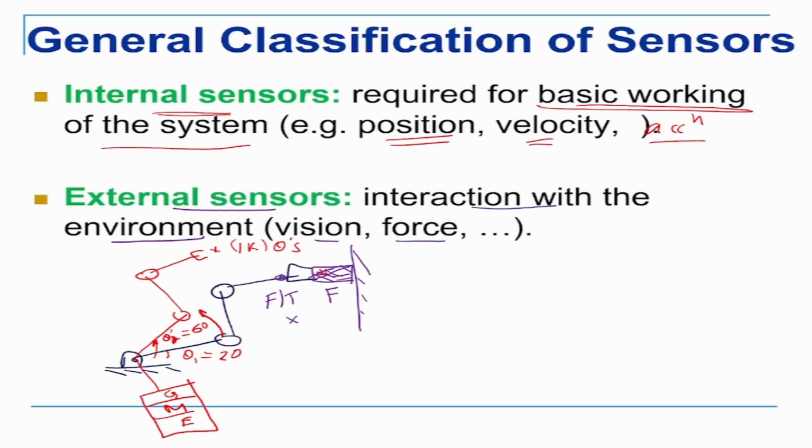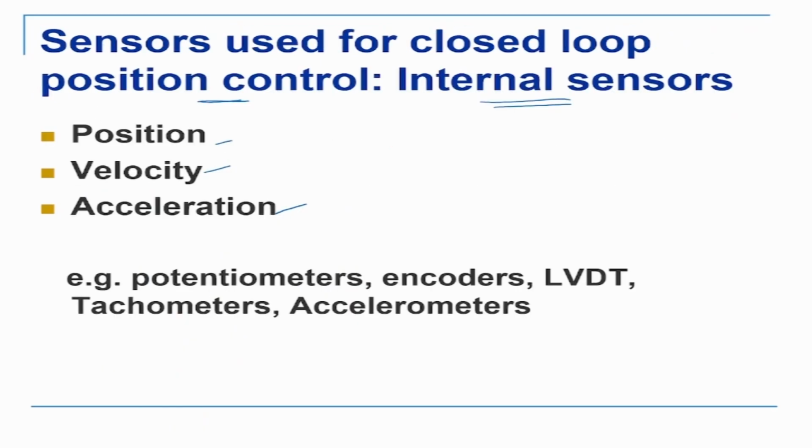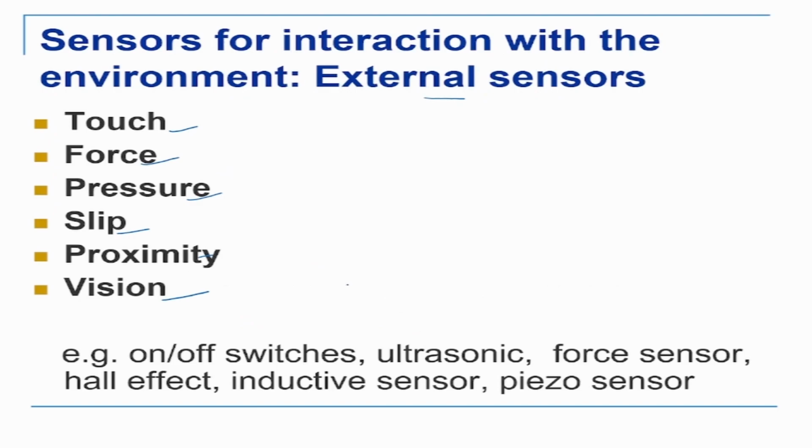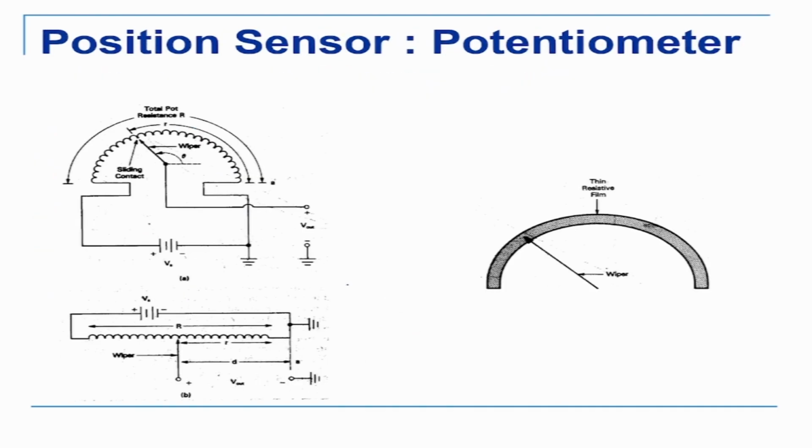So first we'll look at internal sensors, because these are the ones that are most commonly used in robots, and without which the robot cannot work. The sensors used for closed loop control are called internal sensors, and they have to measure position, velocity, acceleration. These are the various sensors that are there: potentiometers, encoders, LVDT, tachometers, accelerometers. In our experiments, we'll be doing experiments with each one of these. Physically, you have to connect the potentiometer, rotate and see how it is changing, how you're reading it using a microcontroller. So the first one is a position sensor, which is a potentiometer.